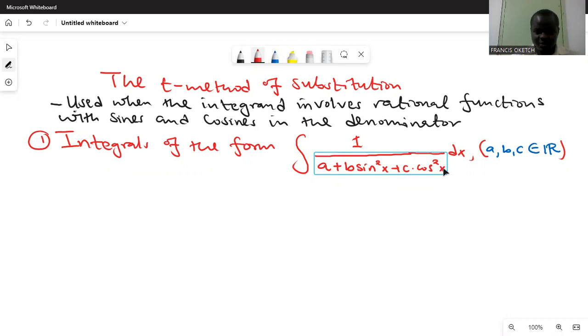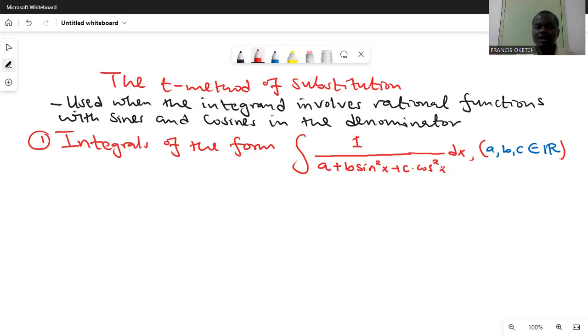So today we are going to look at Calculus 2 and our topic is the T method of substitution. Now, when do we use this method? It is used when our integrand is a rational function with the cosine or sine in the denominator. So that's when you need to use the T method.